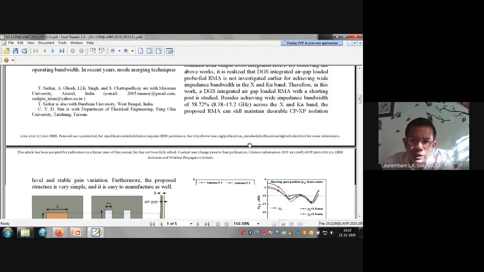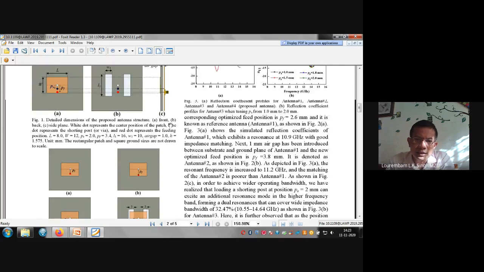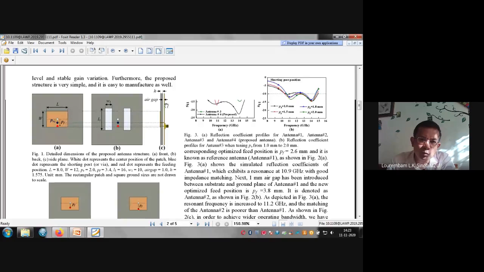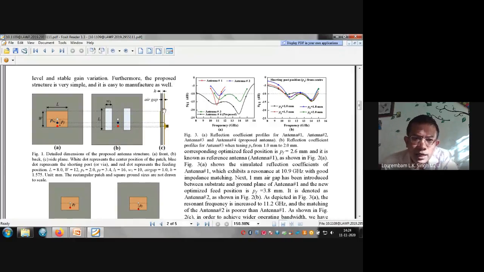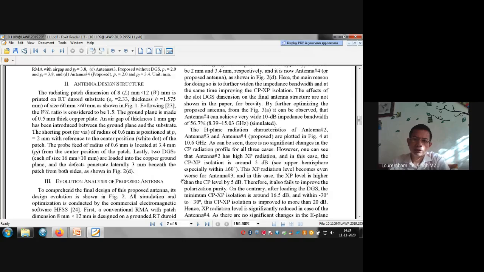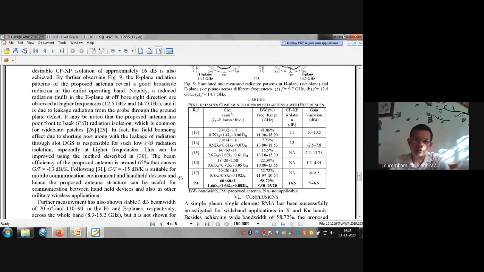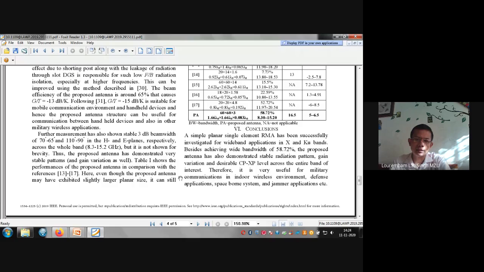So what we are mentioning here is that air loaded means air loaded. We have introduced a small air gap in between the dielectric. This first yellowish color is the patch. Then the gray color is the dielectric substrate, and between the substrate and the ground plane we introduce an air gap. Because of this also we are getting a very large bandwidth. That's why it can work in both the X band as well as the C band.